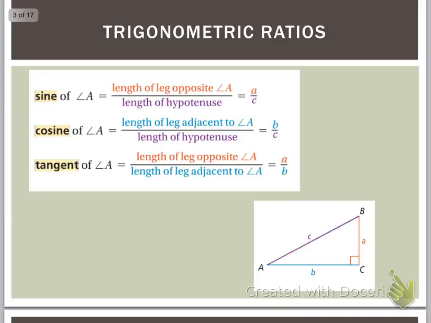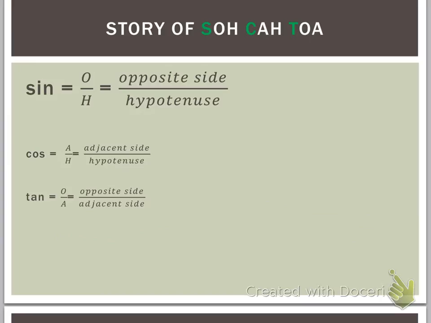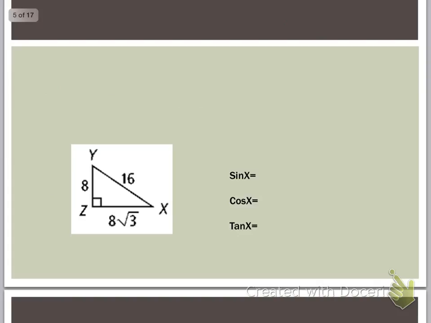So when we do these, remember if we wrote out SOHCAHTOA, sine is your opposite over hypotenuse, so the thing that sits across from it over your hypotenuse. Cosine is your adjacent, the side that sits next to it, over your hypotenuse. And tangent is the opposite leg over the adjacent leg. Okay, so here's our SOHCAHTOA with sine, cosine, and tangent. So we're going to do one of them.